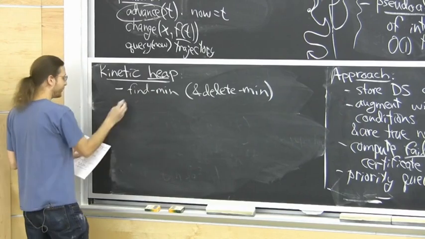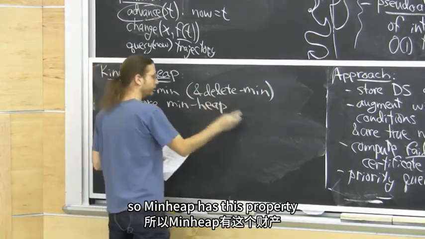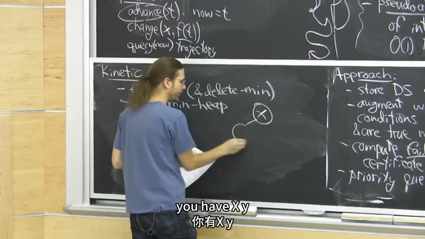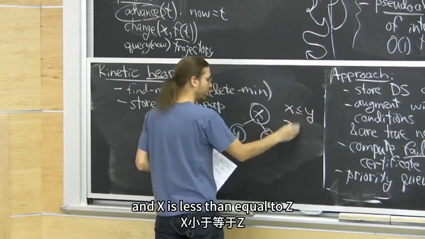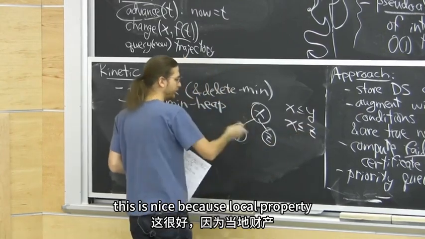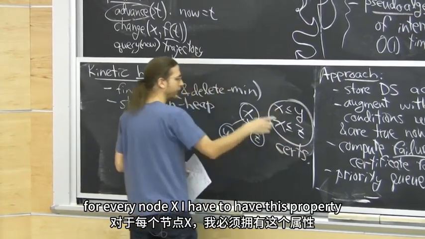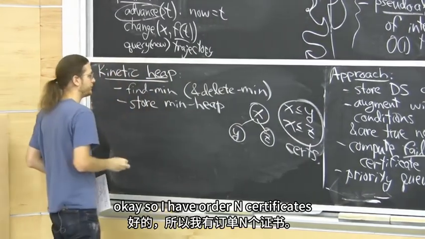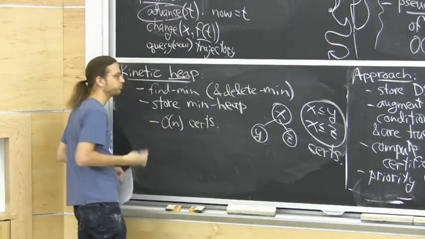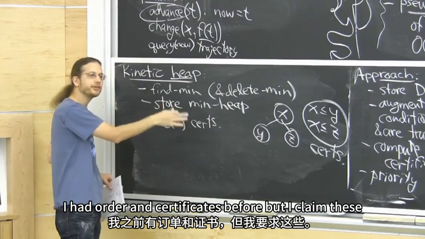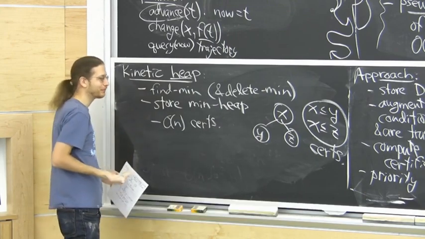Okay, remember heaps? Sorry, min heap. So min heap has this property. If you have x, y, and z, then x is less or equal to y, and x is less or equal to z. This is nice because it's a local property. These are my certificates. For every node x, I have to have this property. Okay, so I have order n certificates. That's good. I had order n certificates before, but I claim these magically are easier to maintain than those, even though they look almost the same.